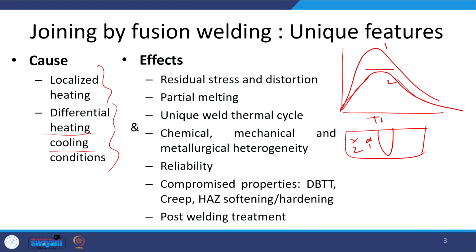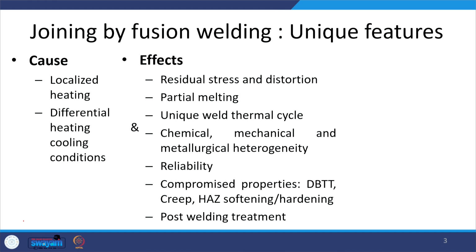Here on the x axis we have time and on the y axis we have temperature. This variation in temperature as a function of time at a particular location is known as the weld thermal cycle. The weld thermal cycle for each location is different, and that is why we say differential heating and cooling conditions are experienced by the metal during welding.